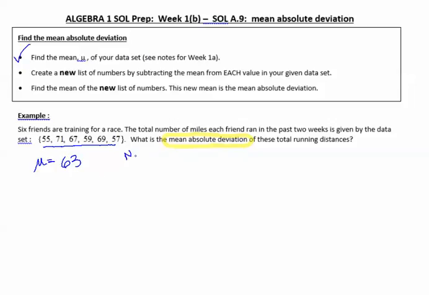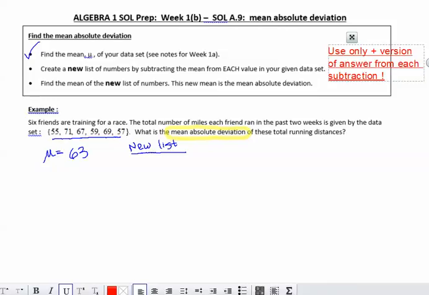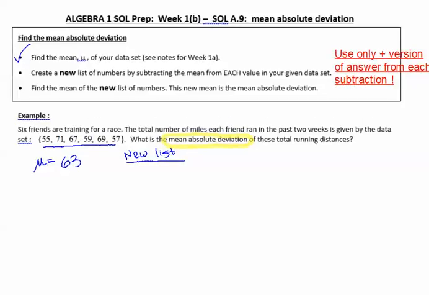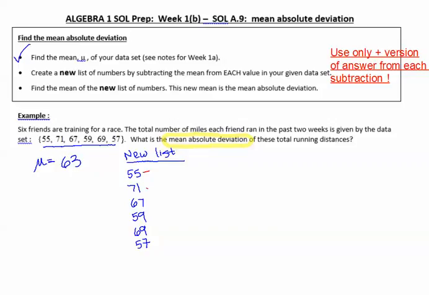Now you're going to create a new list by subtracting the mean from each value in your given data set. Remember that you're supposed to use only the positive version of the answer from each subtraction. So here's what you're going to do. You're going to write down the original list, and from each one of these numbers you are going to subtract the mean. You're going to get an answer from each one of these subtractions.